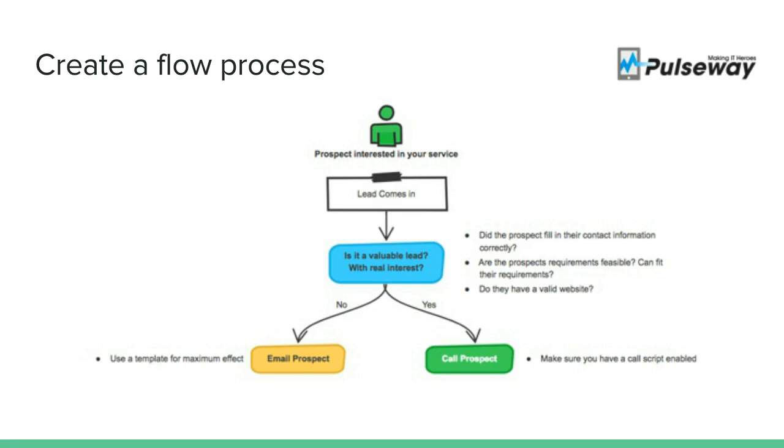So I get this lead and, for example, it's not a valuable lead. So I go, okay, I just shoot this email that's already templated for me for maximum effect. So I know what to do. I'll forward this email, and this all can be automated as well in the long run. Okay, so then they get a valuable lead. They have to call the prospect. Make sure you have a call script enabled for this.